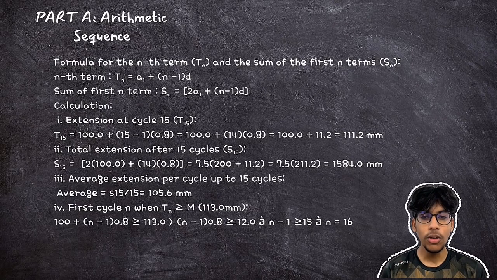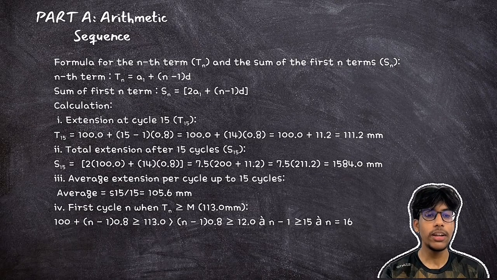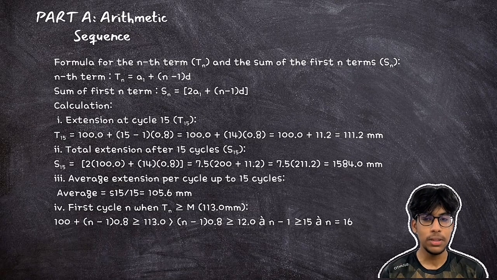So let's move on to the total extension after 15 cycles, S15. So the method of doing it is 15 over 2 times (2 times 100 plus 14 times 0.8). Then it will be simplified into 7.5 times (200 plus 11.2), and the final answer will be 1584 millimeters.